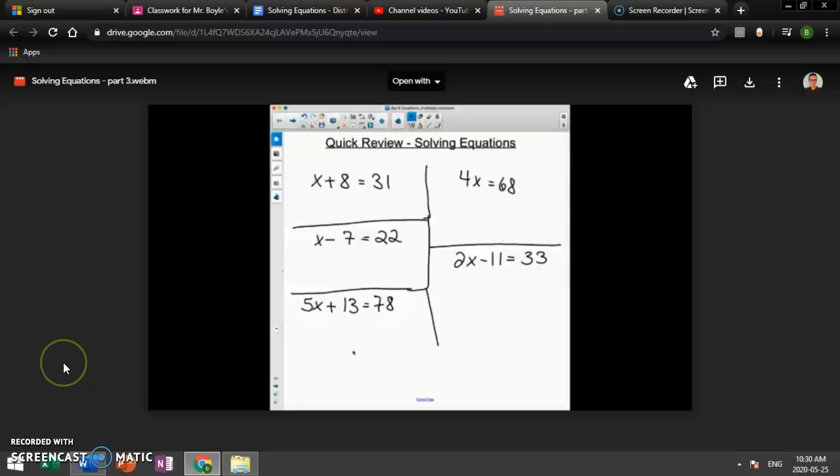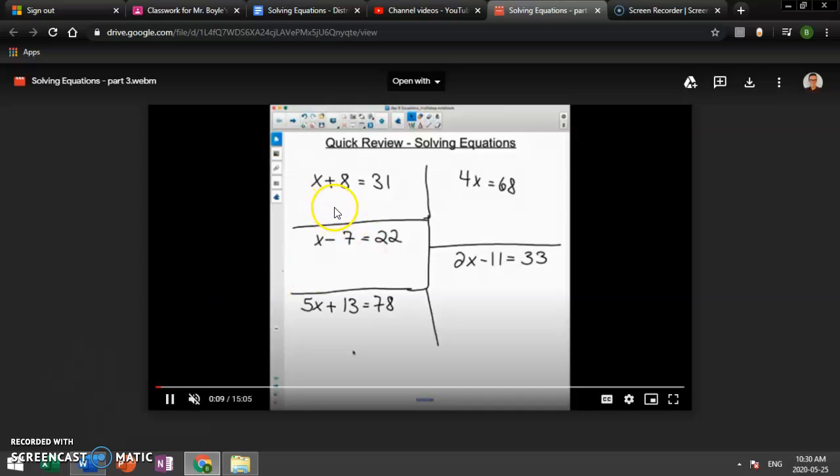Before we get into it, a quick review of what we've done so far. We had a part 1 solving equations where we had one-step answers like x plus 8 equals 31, 4x equals 68, x minus 7 equals 22. Then we had our part 2 where it's 2 steps like 2x minus 11 equals 33 and 5x plus 13 equals 78. So how we did that using the balance method is we tried to get x by itself, right?